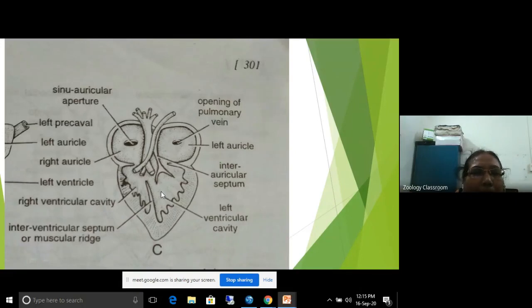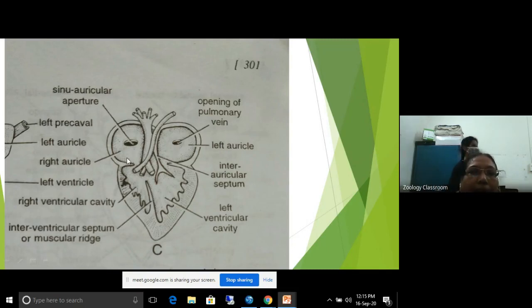So this is the heart of a lizard. It also shows a three-chambered heart, but there is a partition, an incomplete interventricular septum or muscular ridge, present in the ventricle. In reptiles, the main example is the lizard. The heart is covered by the pericardium, inside which there is pericardial fluid. How many chambers does this heart have? Three-chambered heart. So the sinus venosus opens into the right auricle, and the pulmonary vein opens into the left auricle.